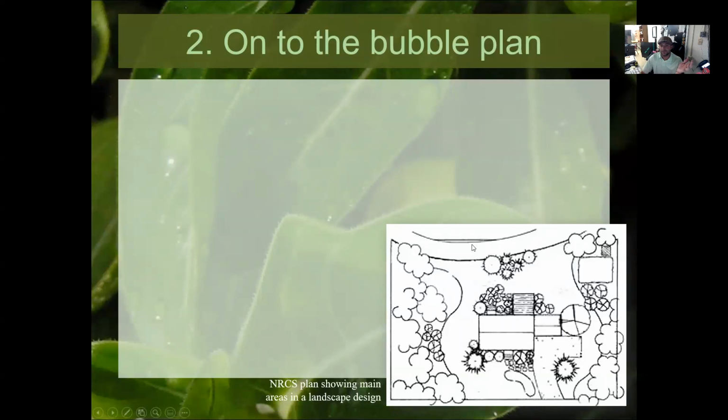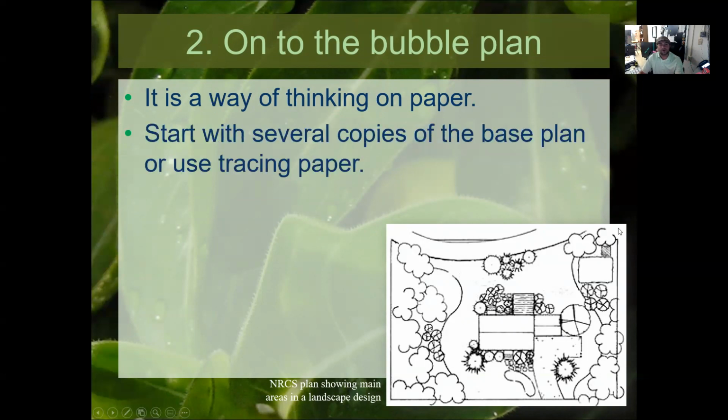Next, we're going to move on to a bubble plan. It's kind of a way of thinking on paper without getting too detailed. You want to start with several copies of the base plan or use tracing paper. We can lay a piece of trace over top of the plan and go to town on that. We can draw bubbles in saying where we want to put a nice new pool, where we want to put some sidewalks, where we want to see people going on the property.